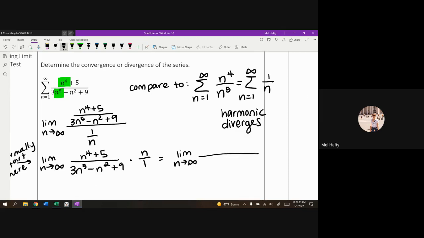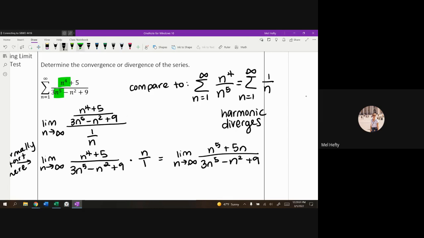So that is now n to the 5th plus 5n over 3n to the 5th minus n squared plus 9. All right, over the course of your calculus career, you've probably evaluated about 1 million limits that look like this one without writing down any work. Anyone think they know what the answer to the limit of this is?